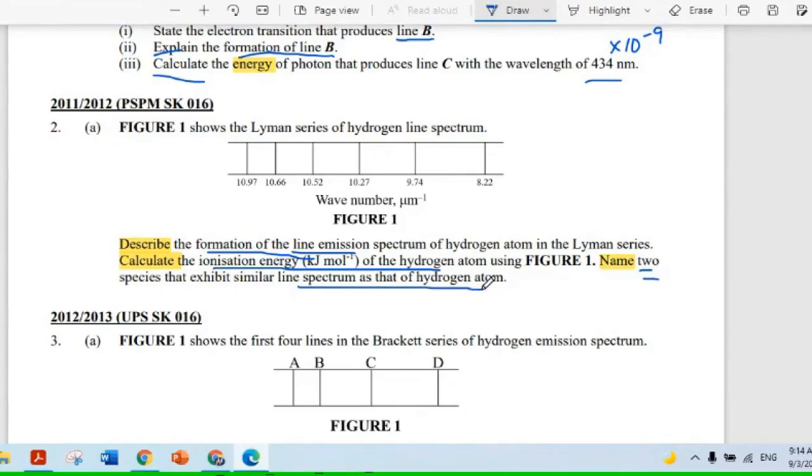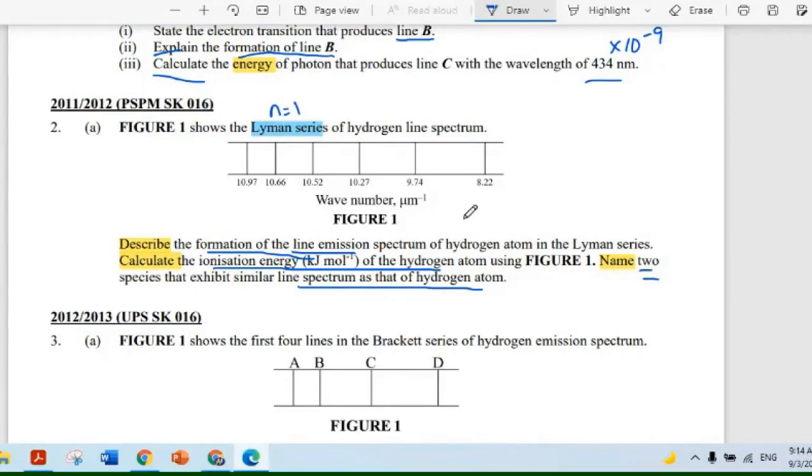Okay, before we try to answer the question: describe, calculate, name, right? We check, this question is under which series? Lyman series. So what should you know about Lyman series? N equals to 1. Okay, n equal to 1.